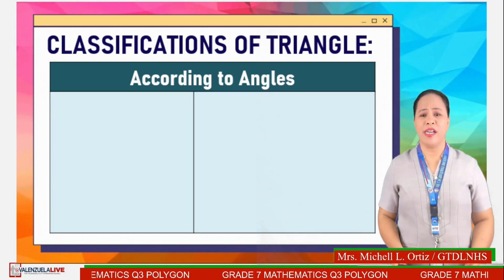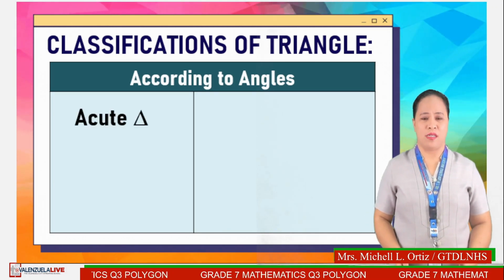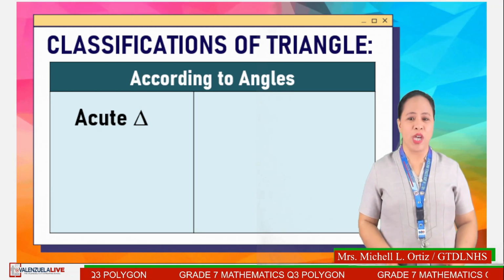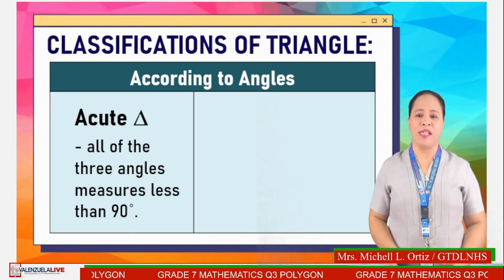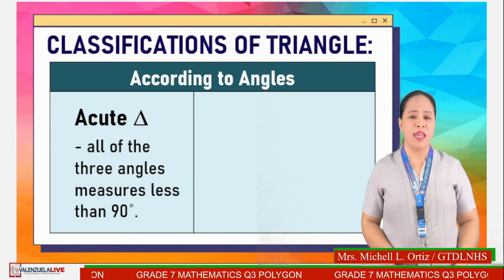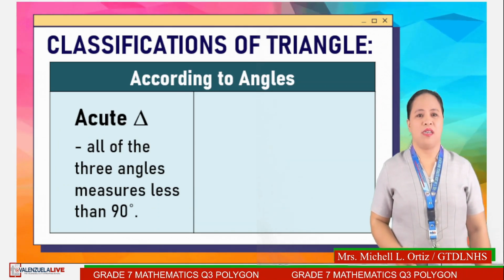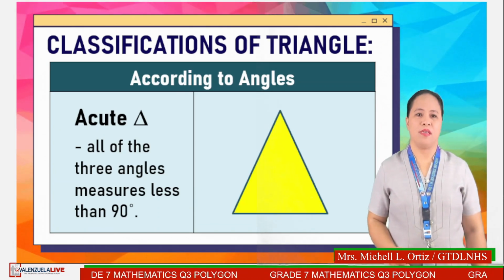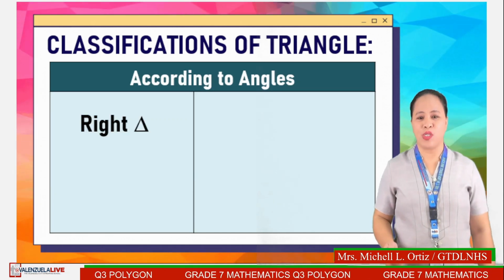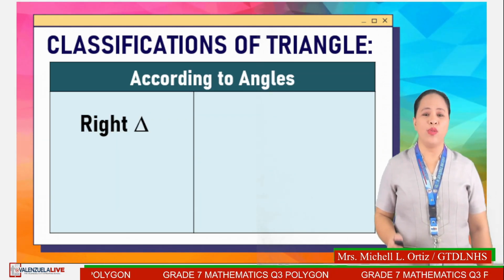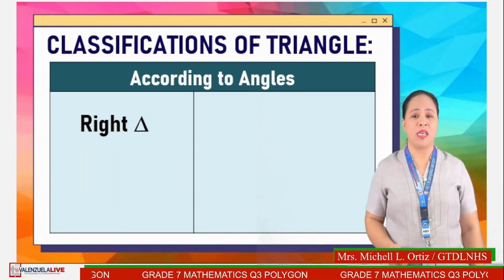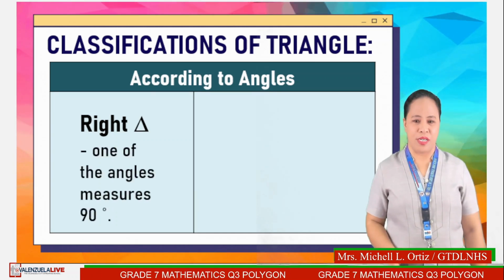Next, triangle according to angles. First is the acute triangle. Triangle in which all of the 3 angles measures less than 90 degrees. Second is the right triangle. A triangle in which one of the angles measures 90 degrees.